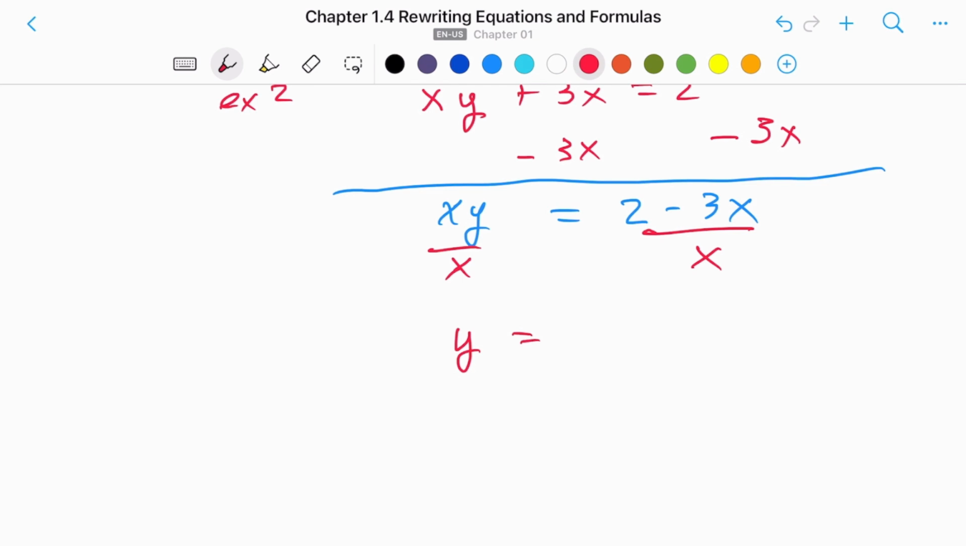Now there's a distributive method right here. I don't know if you see it. This actually is correct the way it is right now. Some people will put it like that. I prefer to spread it out and use the distributive method. So this applies to this and this applies to that. So this will be 2 over x minus 3x over x. And then that becomes 2 over x minus 3. That's simplified.